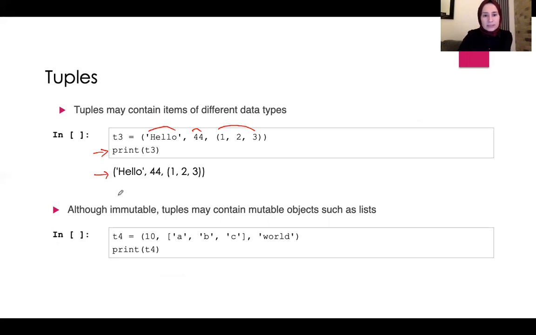Although immutable, tuples may contain mutable objects such as lists. Just look at this example here, guys. As you can see, we have a tuple here, but we have a list inside this tuple. The list is mutable, however the tuple is immutable, so its objects cannot be changed. When you run this piece of code, this is the tuple you will get.